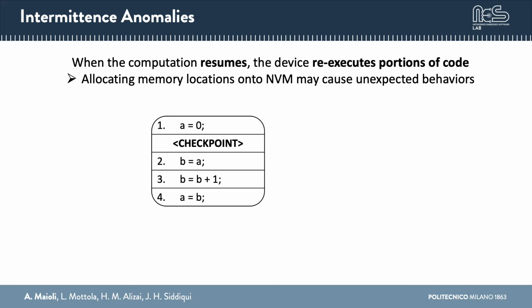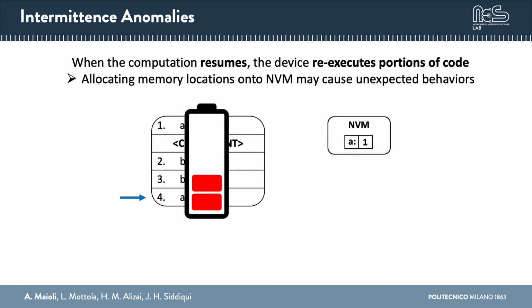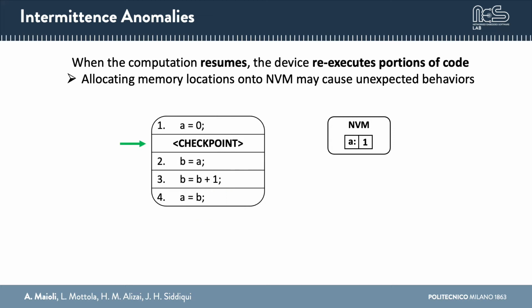So let us consider the execution of this program where variable a is non-volatile. We set a equal to 0 and then we save a checkpoint, which does not include a since it is already non-volatile. Now we basically increment a by 1, so we set b equal to 0, which is the value of a, we increment b to 1, and we update a to 1. Now a power failure happens. When the device has enough energy to restart the computation, we restore the checkpoint but not a, since it is non-volatile, and the computation resumes from line 2.